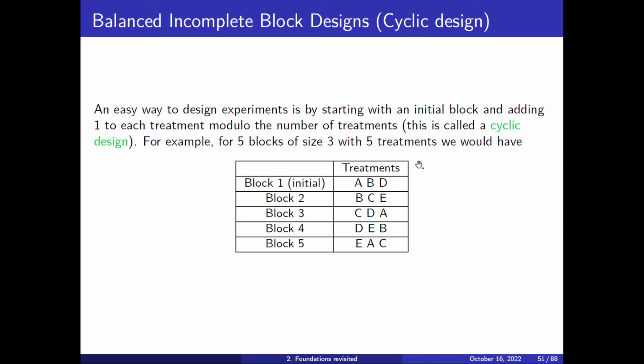So this design is balanced, and the next rotation, the next shift would be A, B, and D, but this is the first one. So you keep cycling and you keep shifting until you reach the first block. That would give you the number of blocks that you need to have a balanced design.